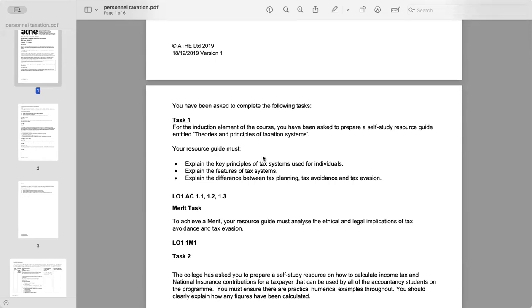Next, explain the features of tax systems. Here you will outline the features of tax systems. Tax systems encompass various elements such as the tax base, tax rates, and tax administration. You have to discuss how these features interact to form a comprehensive framework for revenue collection and public finance management.